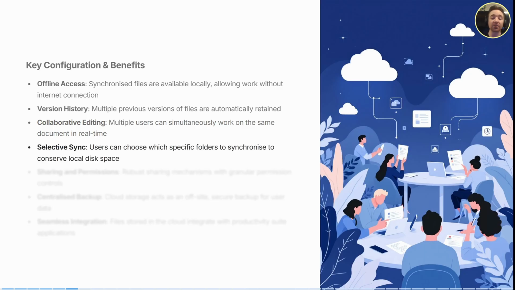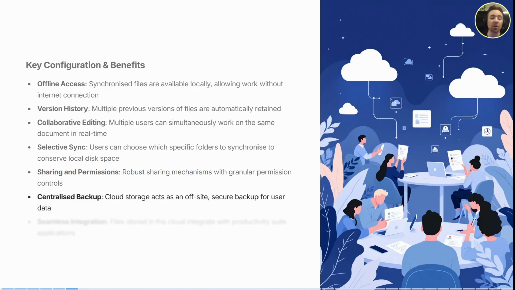You can choose what files and folders synchronize and which ones do not. You can edit your different sharing permissions with granular permission controls. What that means is you can say exactly what different users can do to different files and folders. You have a centralized backup. If you have cloud storage, it's effectively an off-site secure backup for user data. So if your laptop gets destroyed, you still have data on the cloud. And you can integrate what's on the cloud with your current workflow. So basically, it's convenient. It's great.